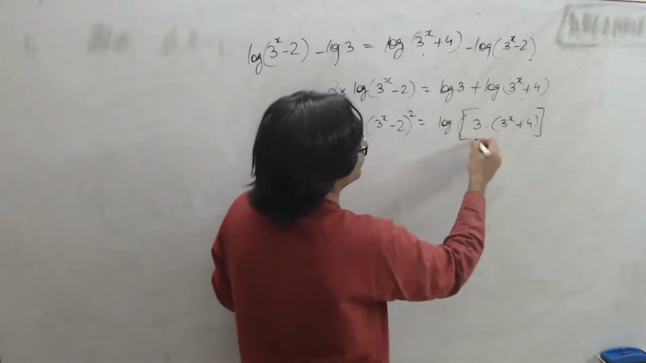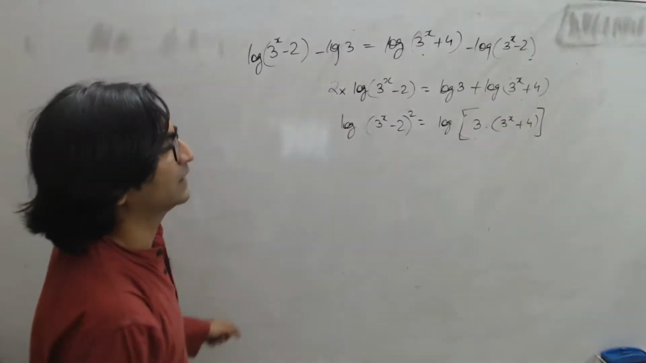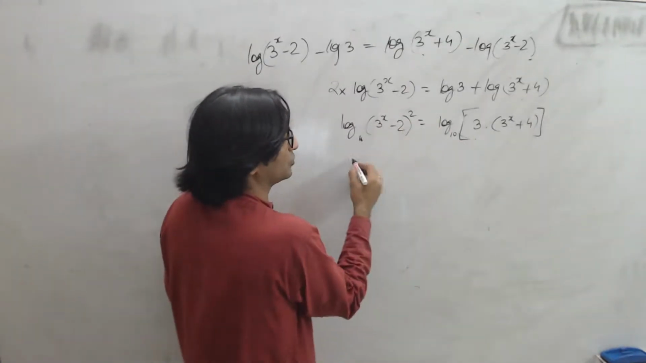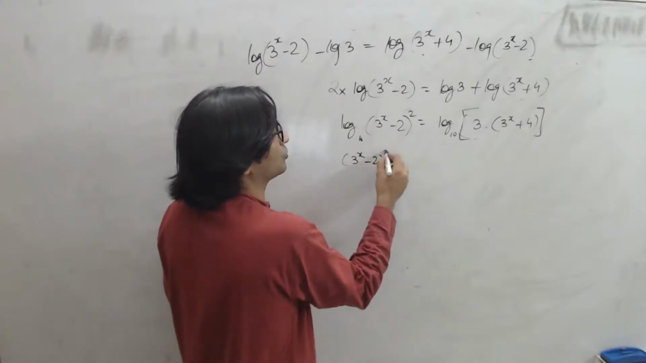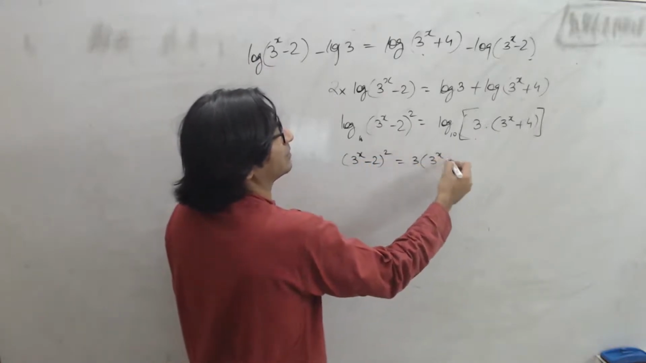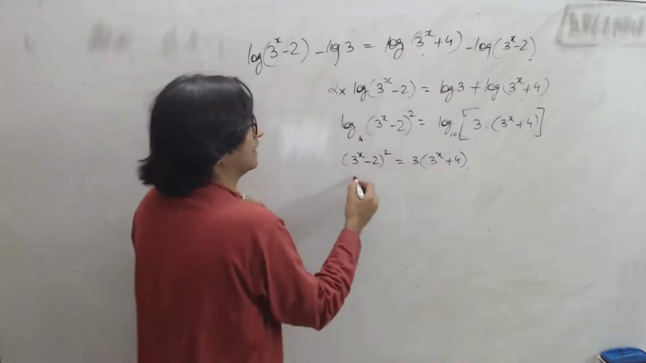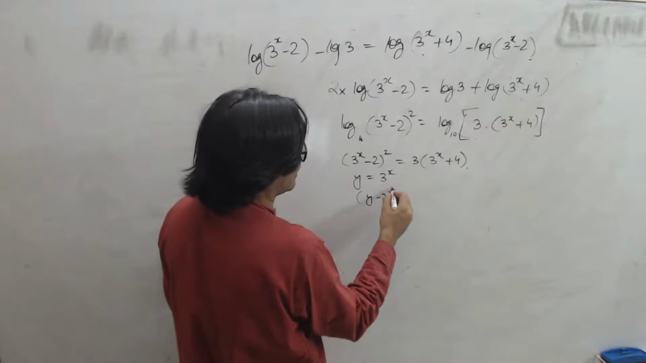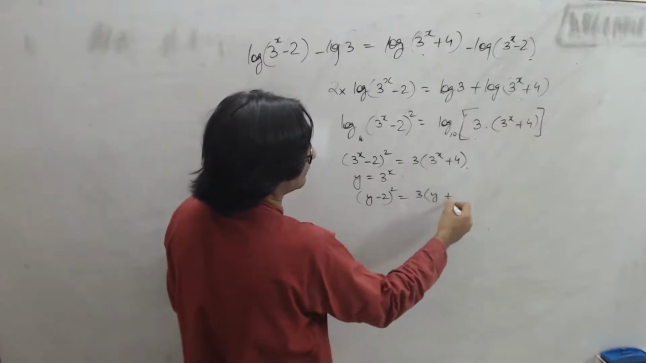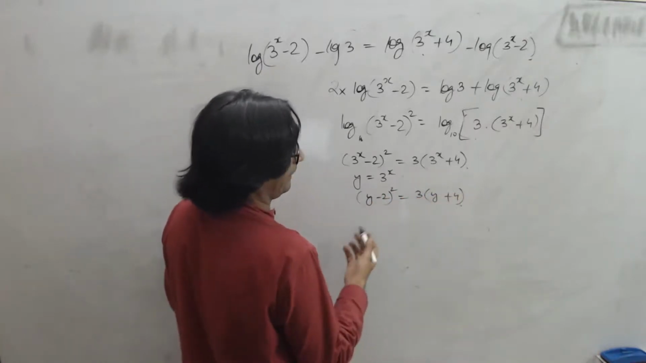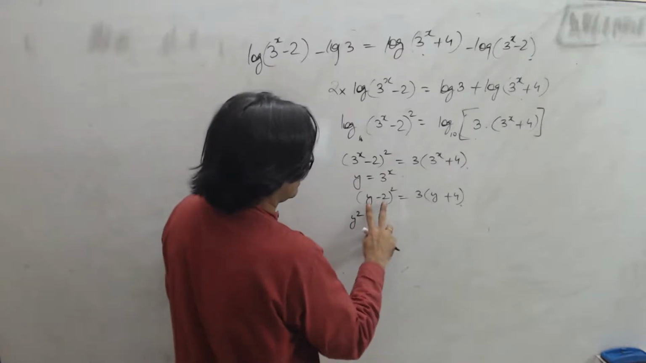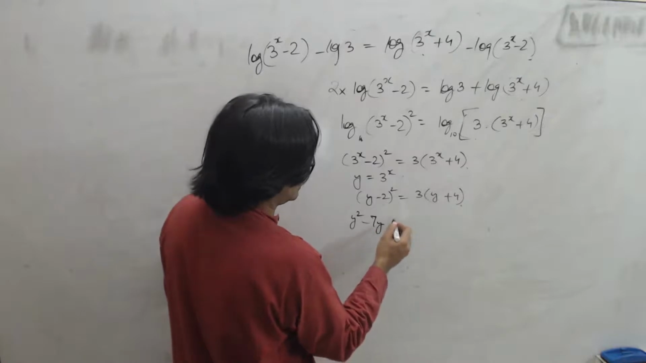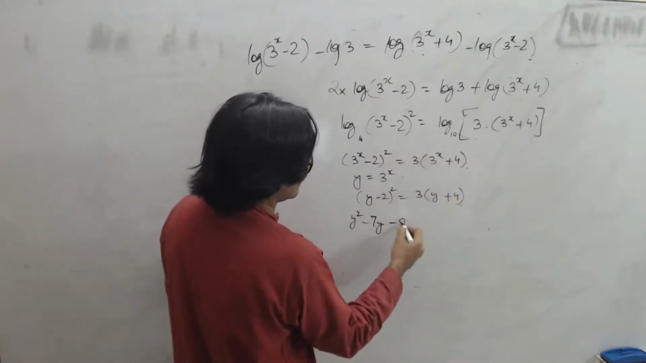For ease of working, if two logs are equal and their bases are the same, their radicands must also be equal. So 3 power x minus 2 the whole square will be equal to 3 times 3 power x plus 4. At this stage, let y be equal to 3 power x. My equation becomes y minus 2 the whole square is equal to 3 times y plus 4. Then I simplify it. This becomes y square minus 4y minus 3y, so minus 7y, plus 4 minus 12 is minus 8.